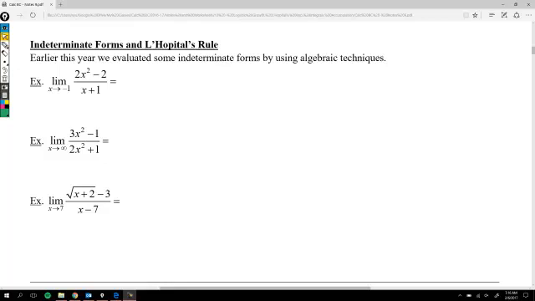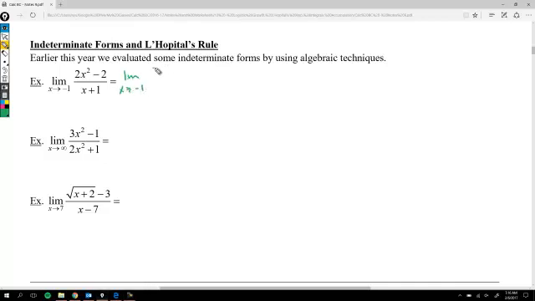Hi everyone, we're going back to limits, and so just to review, right, at the beginning of the year we went over some techniques where we could solve limits where if you plugged in the number directly you would get indeterminate form. Right, so if you plug -1 in, we get 2 minus 2 on top, and then -1 plus 1 on bottom. We get 0 over 0. So we know that there's something else that we have to do.